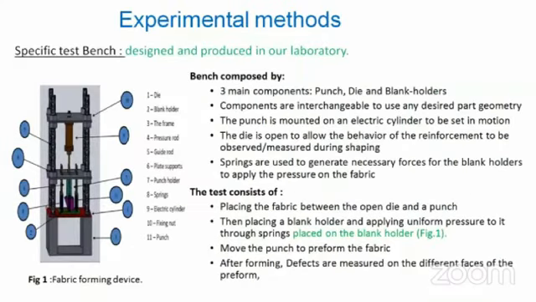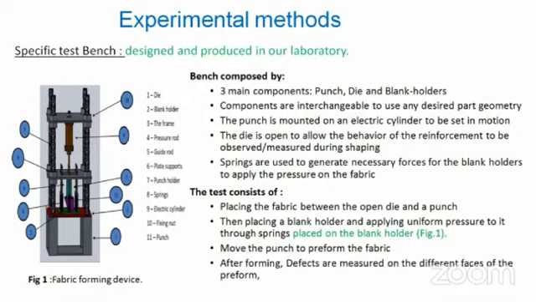Experimental method. A specific test bench was designed and produced in our laboratory. The bench is composed of 3 main components: punch, die, and blank holders. Components are interchangeable to use any desired part geometry. The punch is mounted on an electric cylinder to be set in motion. The die is open to allow the behavior of the reinforcement to be observed and measured during shaping. Springs are used to generate the necessary forces for the blank holders to apply pressure on the fabric.